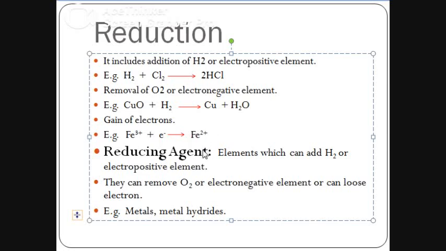Reducing agent is another term related to reduction. These are the elements which can add hydrogen or an electropositive element, or they can remove oxygen or an electronegative element, or can lose electrons. Here metals and metal hydrides are examples of reducing agents, and we will also discuss reducing agents in detail in our next topic.